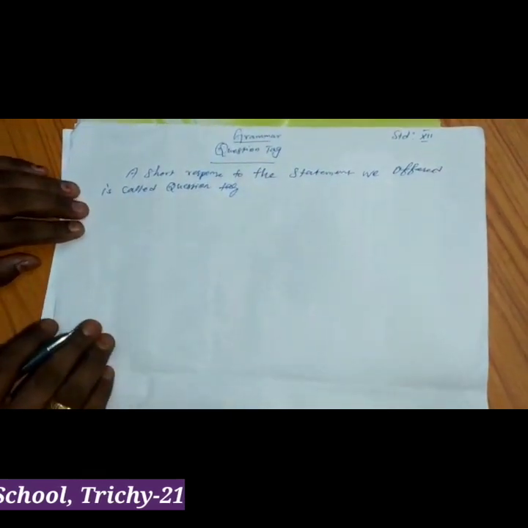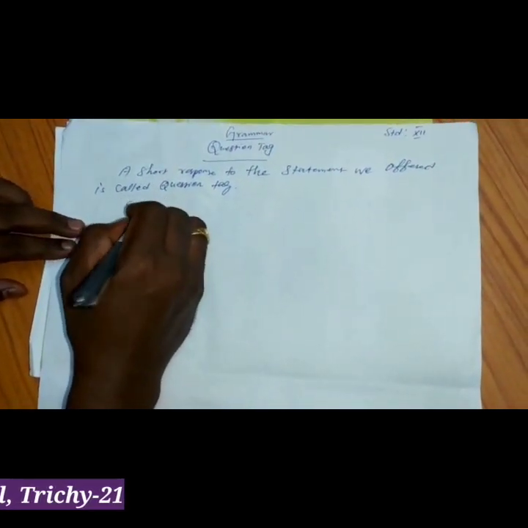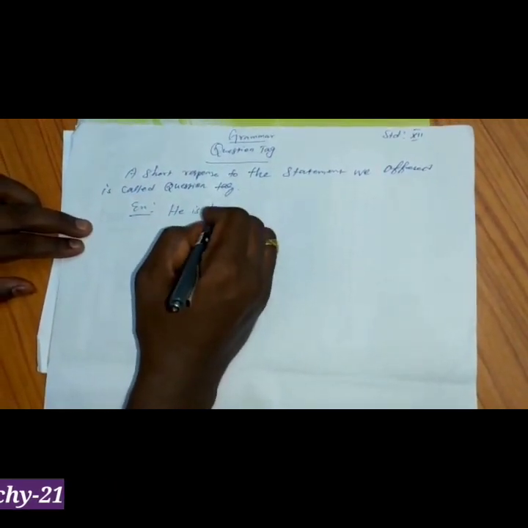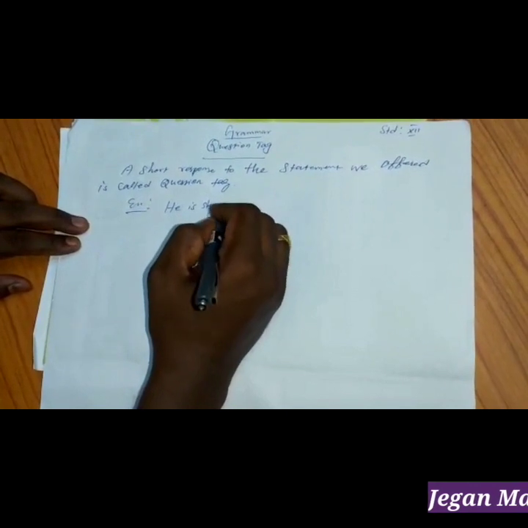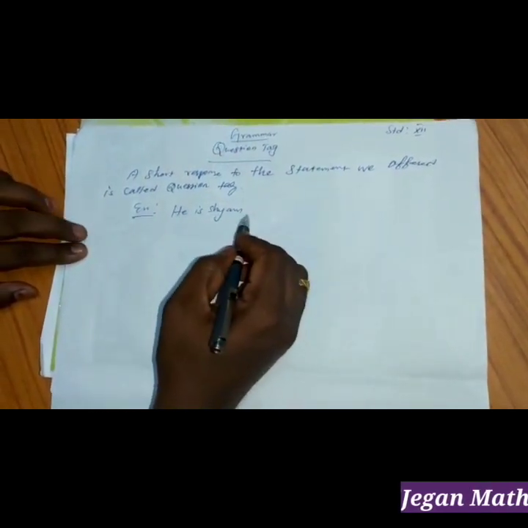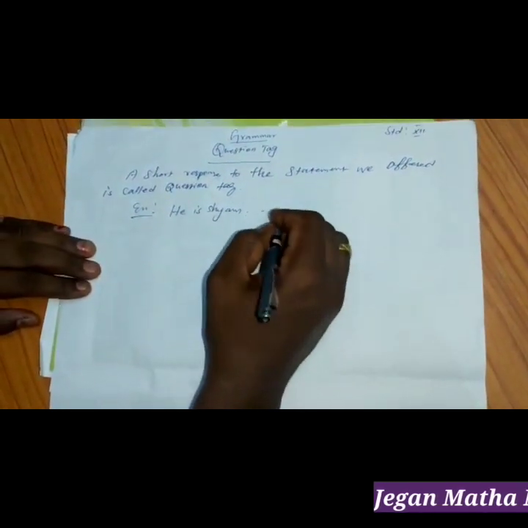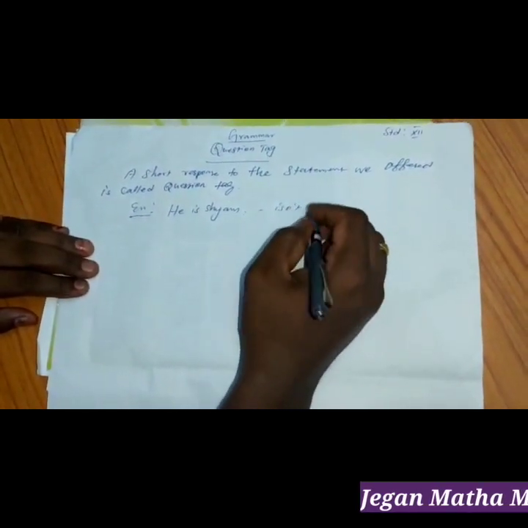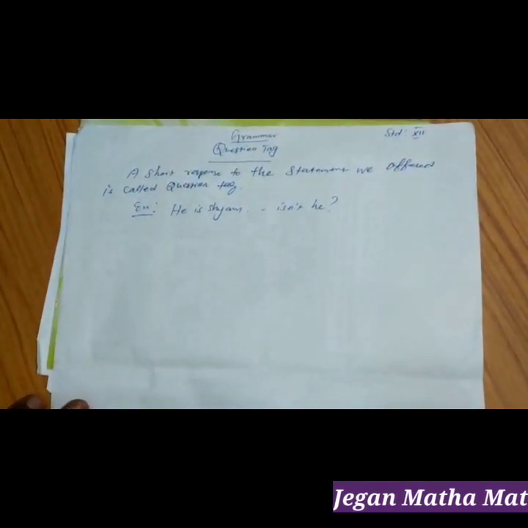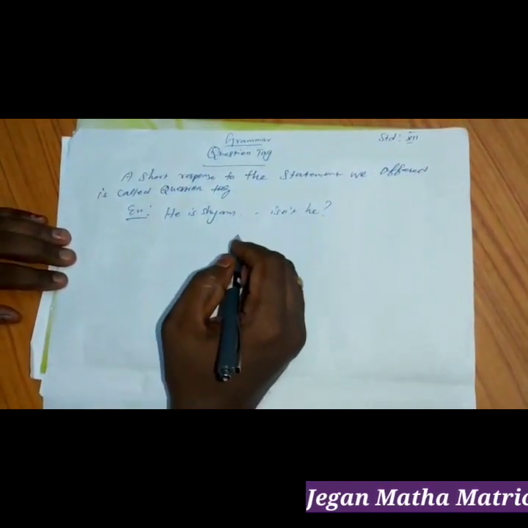Okay. For example, I give one example. He is Shyam. This is one statement. How will you make the question tag? Isn't he? The question mark is important. And to write the correct question tag, one must identify the verb.